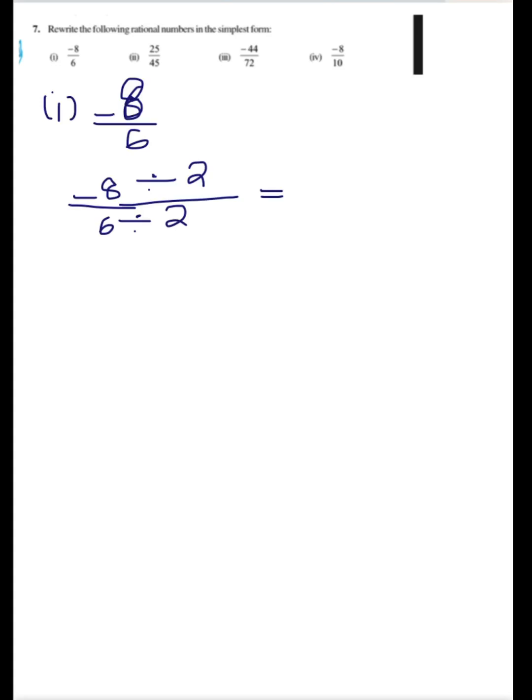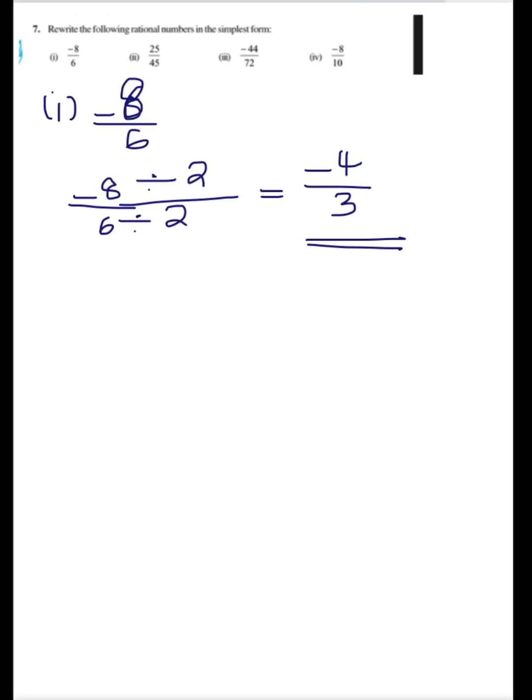So minus 8 divided by 2 means you will get minus 4. What about 6 divided by 2? It's 3. Okay, so you got this in the simplest form, minus 4 by 3. 4 and 3 do not have any common factor other than 1. So this is in its simplest form.